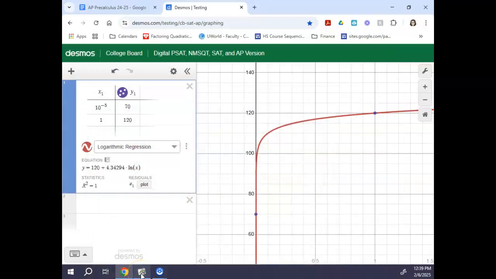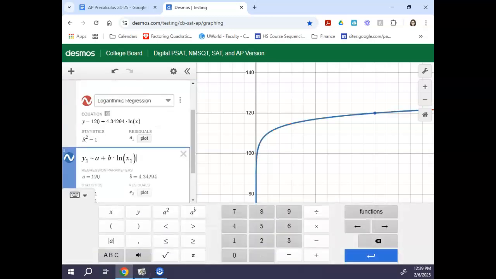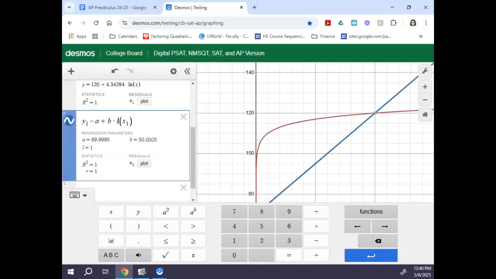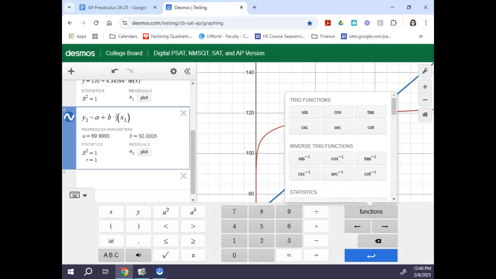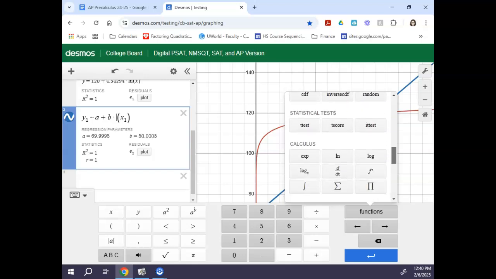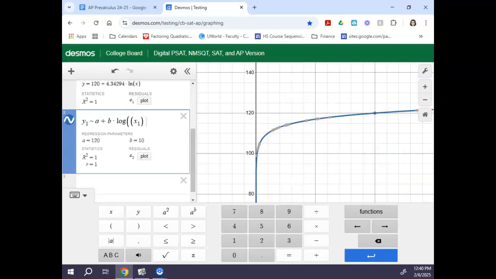So I'm going to go over here. What do I hit? The 3 dots. I export as a custom regression. I'm going to arrow over, delete the natural log, and then just type in log, or if you're using this, we go find the log, hit that. I don't need a base, right? You could put base 10 if you wanted to. And then here's what we have.